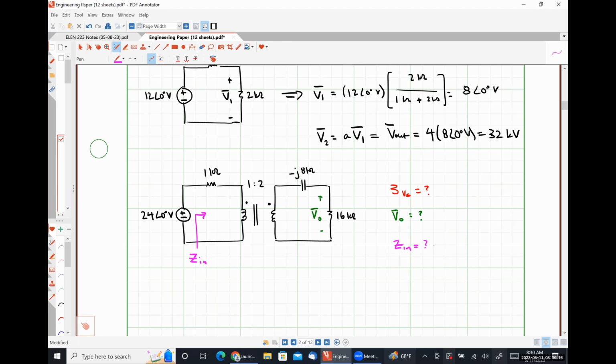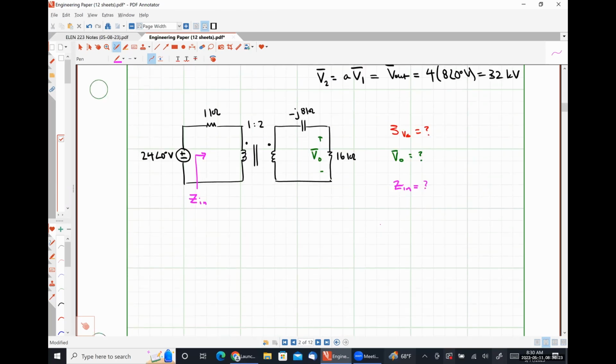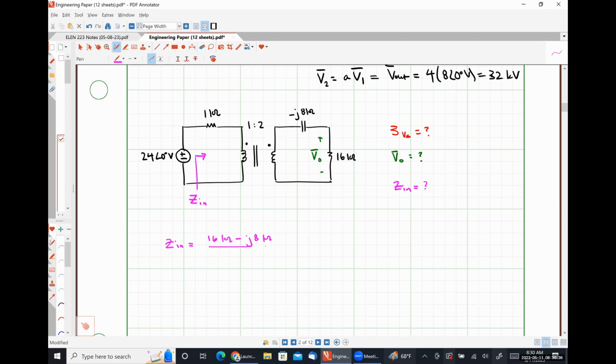So what do you mean by the load impedance? Okay, so the impedance of the secondary. All right. So I'm going to take what James was saying. The impedance of my secondary, so that's 16 kiloohms minus J8 kiloohms divided by what? 2 squared. Am I going to see anything else?